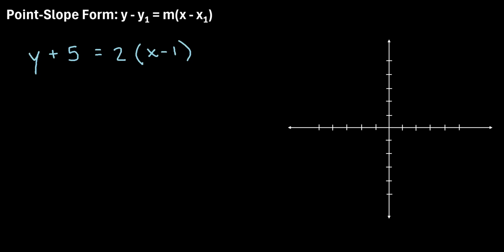In this video, we will talk about how to graph a line in point slope form. So I have two examples for us to work through here. Let's check out this first example. We have y plus 5 is equal to 2 times x minus 1.